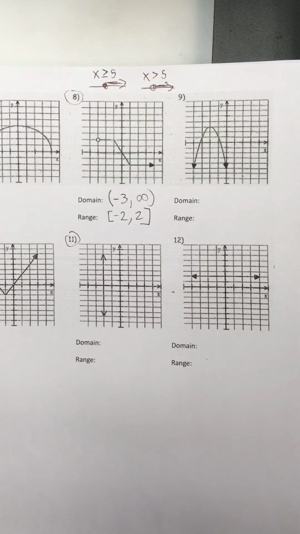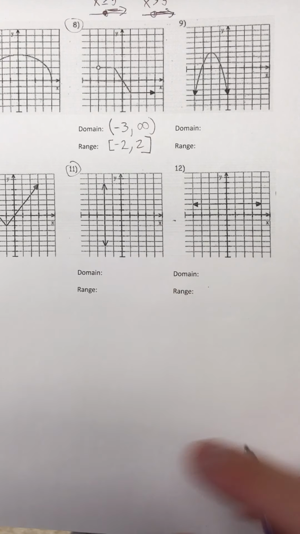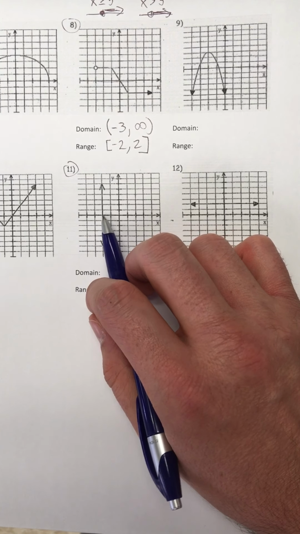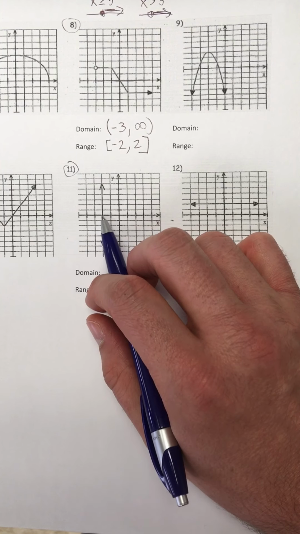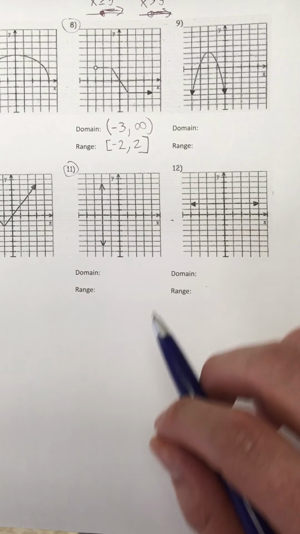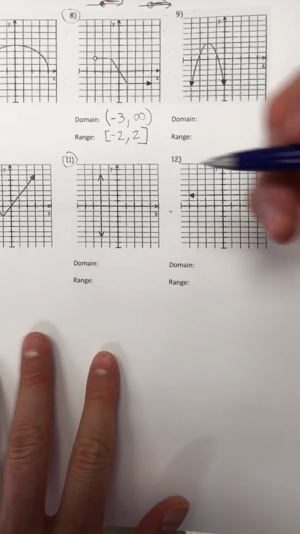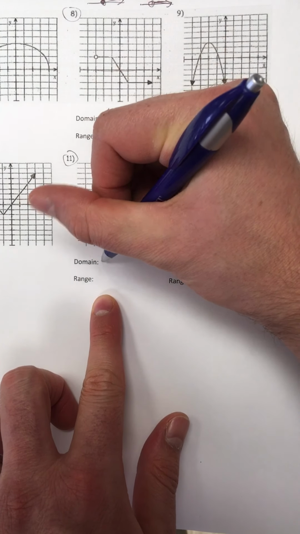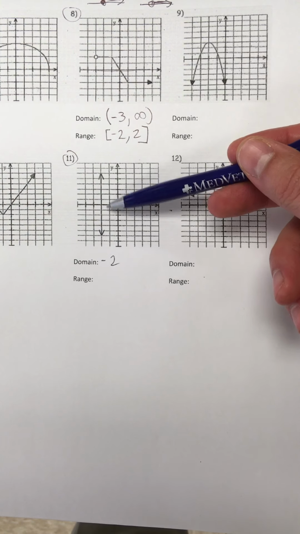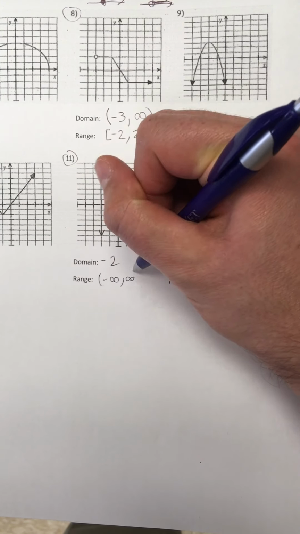One other one, looking at number 11. The domain. This is a vertical line, straight up and down. So domain, no matter where I am on this line, the furthest left it goes is what number? Negative 2. What's the furthest right it goes? Negative 2. So I don't have to say negative 2 to negative 2. When it's just one number like that, you can just list the number. The domain is just negative 2. Now the range, what do you think the range is? It's negative infinity to infinity. It goes down forever and up forever.